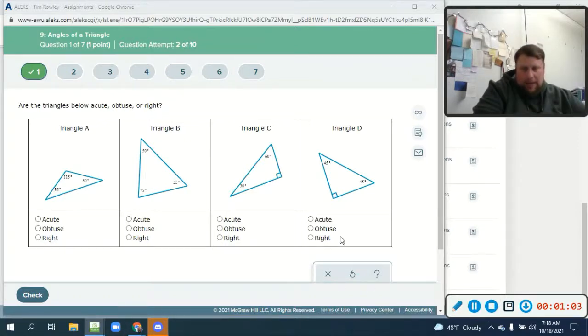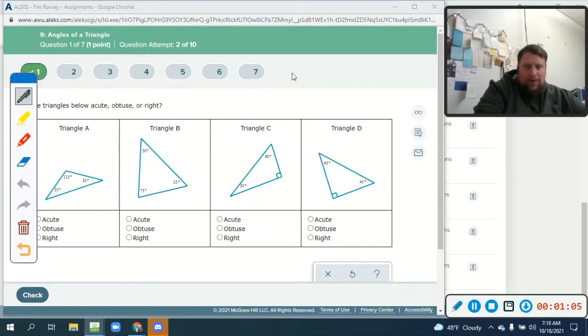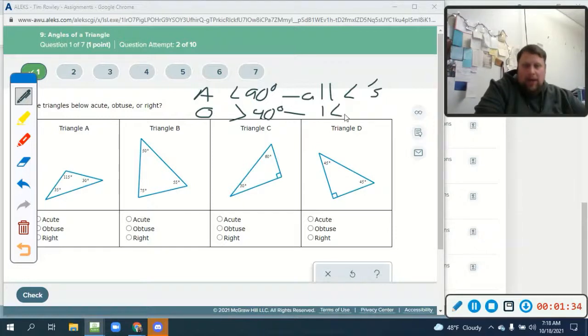Again, let me get out my drawing tools. Acute, right? And these are going to disappear whenever these disappear. My acute triangles are anything less than 90 degrees, and for it to be an acute triangle, all angles must be less than 90 degrees. For an obtuse triangle, that means greater than 90 degrees, and that is just one angle.